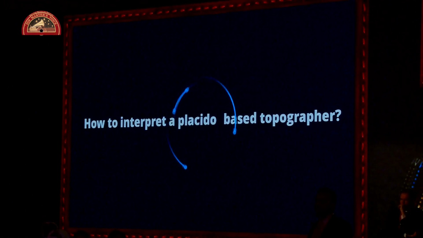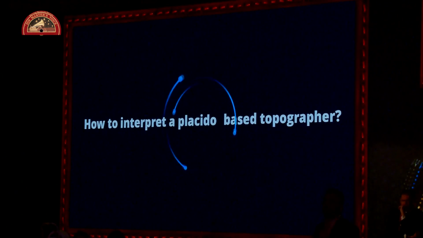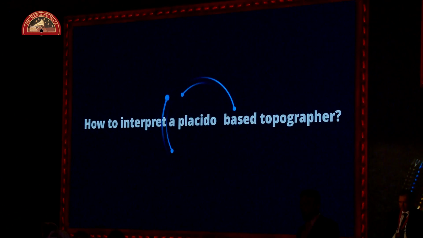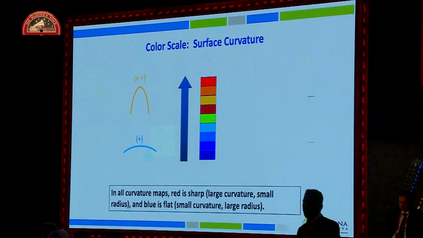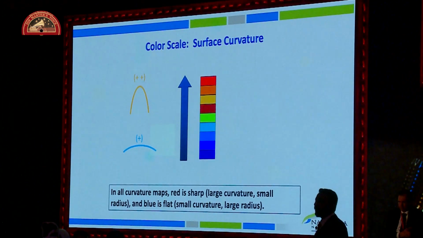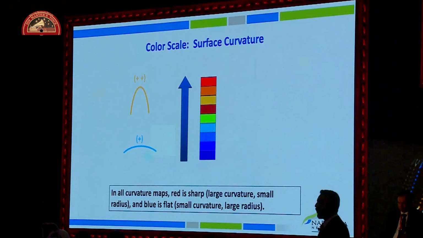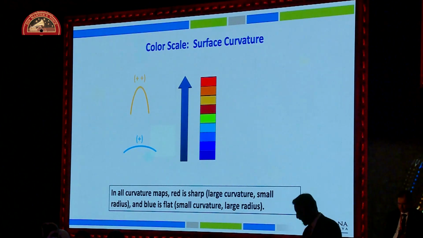When we have a topography machine, the first question that arises is, how do we interpret topography? Well, I really don't think we need to go into detail of how to interpret topography, but a simple thing like a Placido-based topographer has a regular nomenclature which is followed everywhere. The warmer color is steeper cornea, the cooler color is flatter cornea, as simple as that.